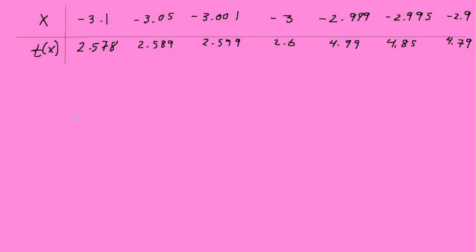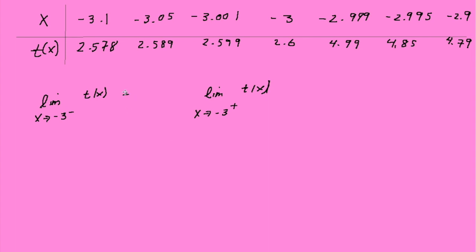Let's look at some one-sided limits. Let's try to find the limit as x approaches -3 from the left side of t of x. This function is called t of x. And let's try to find the limit as x approaches -3 from the right side of t of x. Always labeling this function as t of x, or whatever it's called.